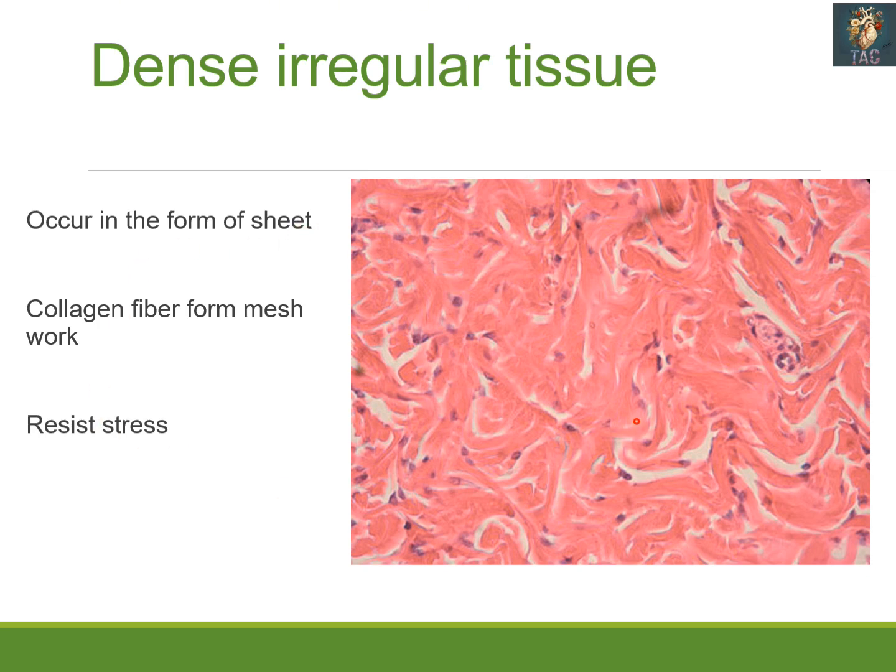They resist the stress. So in this slide you can see a large number of collagen fibers which are irregularly arranged. In addition to these fibers, you can also appreciate the nuclei of the fibroblasts which are present over here, which secrete the collagen fiber. So the main type of collagen fiber over here is type 1 collagen.